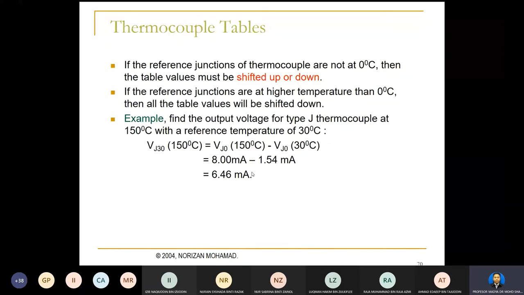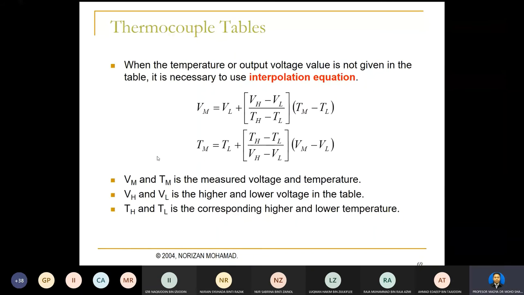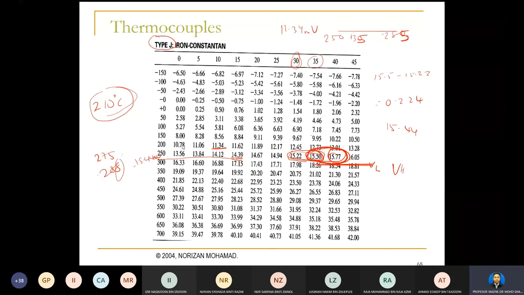So, for example, find the output voltage for a type J thermocouple at 150 Celsius with the reference temperature at 30 Celsius. Actually, we have to refer to the tables. From the table we want 150, and from this one 150.